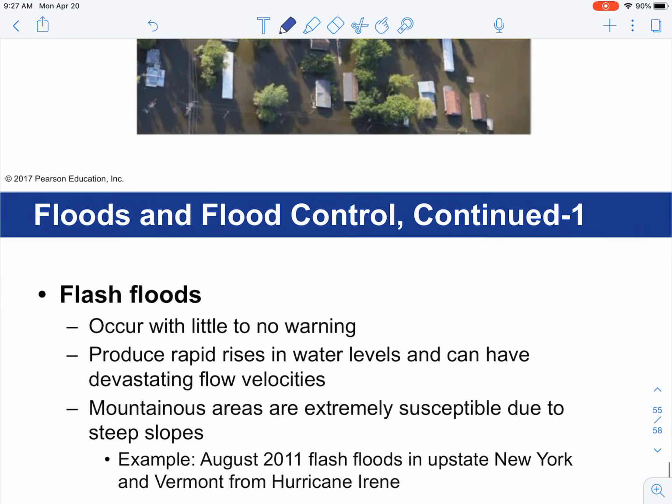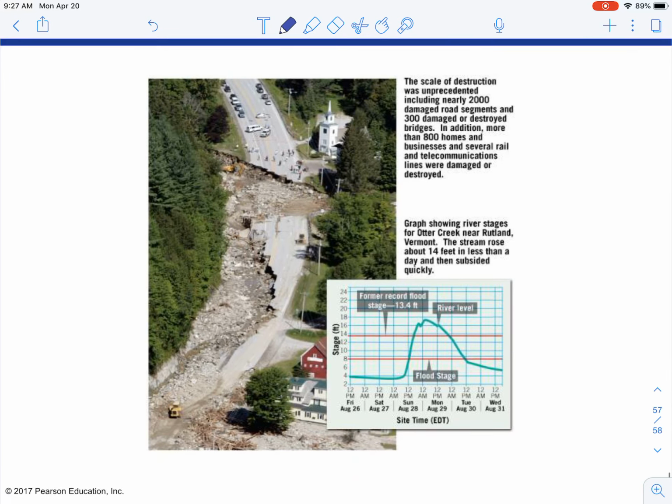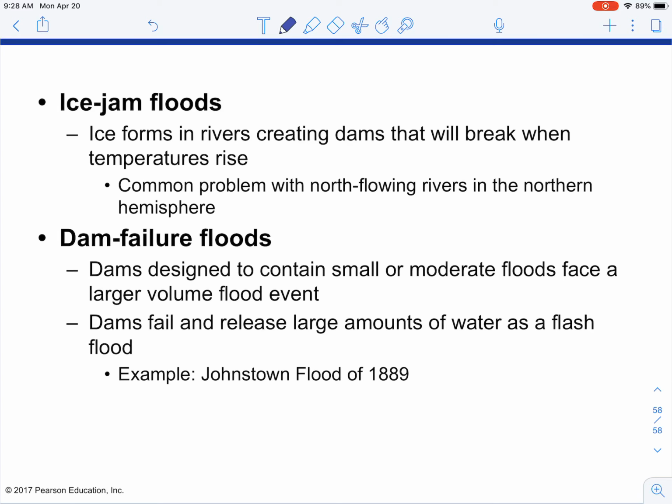So floods are crazy. Here's a flash flood in Vermont that washed out a road. Yikes. Some ice jam floods. I don't have pictures of those. They typically happen in areas where obviously it's colder. You get those sometimes along Lake Erie when it freezes in the winter. And then dam failure floods, that's not good. You don't want that happening. There was actually one in Ohio that was a result of a dam failure.